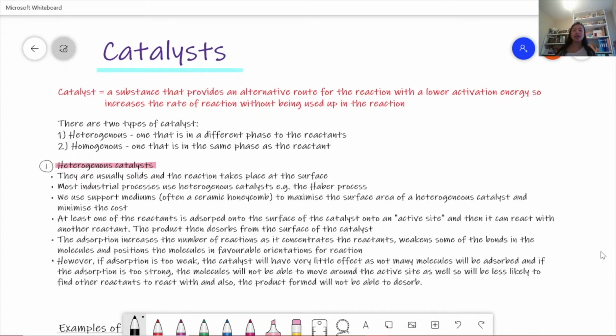And at least one of the reactants is adsorbed onto the surface of the catalyst, onto an active site, and then it can react with another reactant. And then the product desorbs from the surface of the catalyst. So this is how a heterogeneous catalyst works.